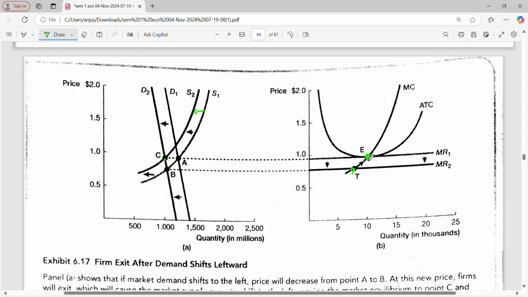So here it is saying that equilibrium quantity in the market might change, but the equilibrium price always returns to the minimum of the long run ATC curve. So with that we are done with this part as well.